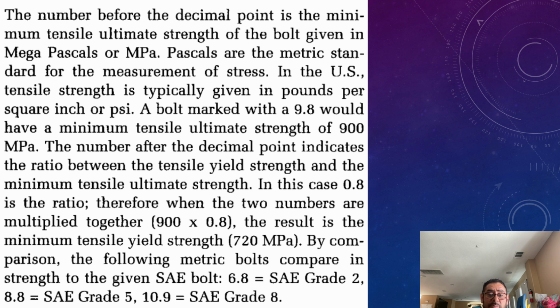The number after the decimal point indicates the ratio between the tensile yield strength and the minimum tensile ultimate strength. In this case 0.8 is the ratio. Therefore, when the two numbers are multiplied together, 900 times 0.8, the result is the minimum tensile yield of 720 MPa. By comparison, the following metric bolts compare in strength to SAE bolts: 6.8 is SAE grade 2, 8.8 is equal to SAE grade 5, and 10.9 equals SAE grade 8.